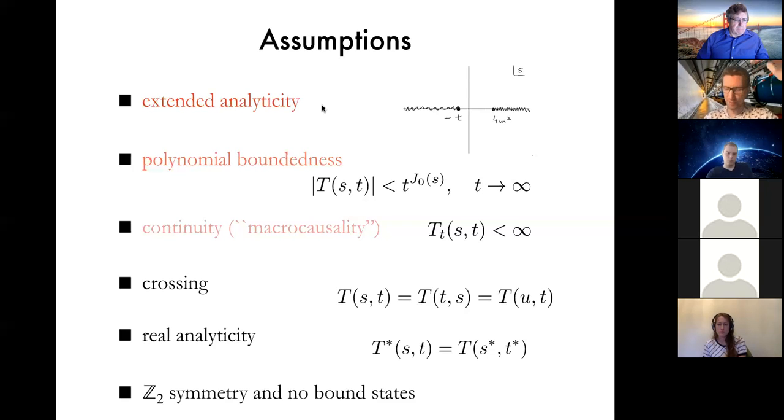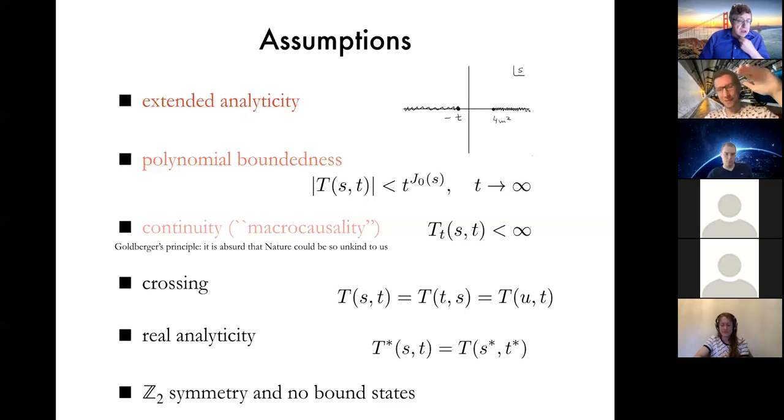Sometimes it's related to macro-causality, which is an interesting discussion, but in the past, people argued for this using Goldberger's principle, which is that it is absurd that nature could be so unkind to us. Meaning that it's such an esoteric and crazy possibility which would not let us do things that we like. So let's assume that it doesn't happen. And then there are things in black, which are the assumptions which have been proven. The first two are crossing and what is known as real analyticity. And the last one is a technical assumption, which just simplifies my life.